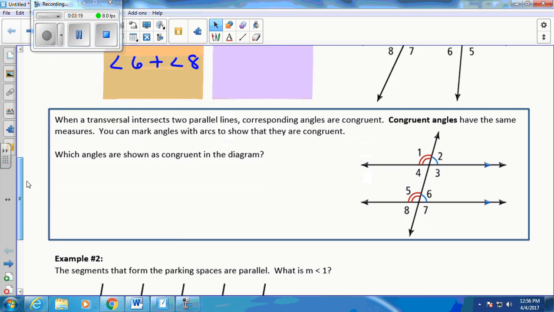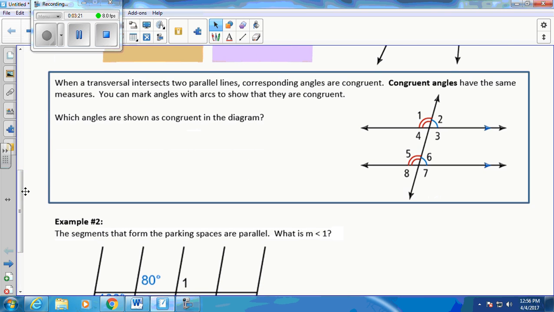Next, it says that when a transversal intersects two parallel lines, corresponding angles are now congruent. Congruent angles have the same measures. You can mark angles with arcs to show that they are congruent. So they are asking you which angles are shown as being congruent in this diagram. Okay, so we'll go answer that question and go back to the definition.